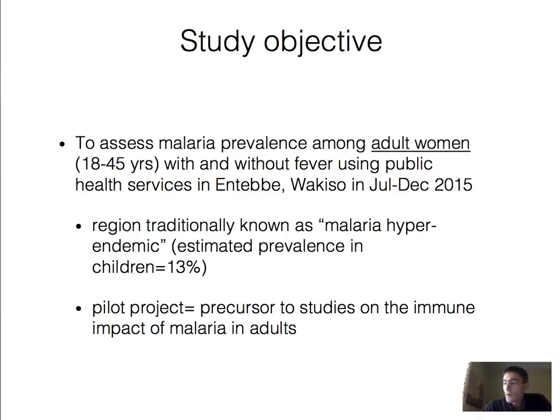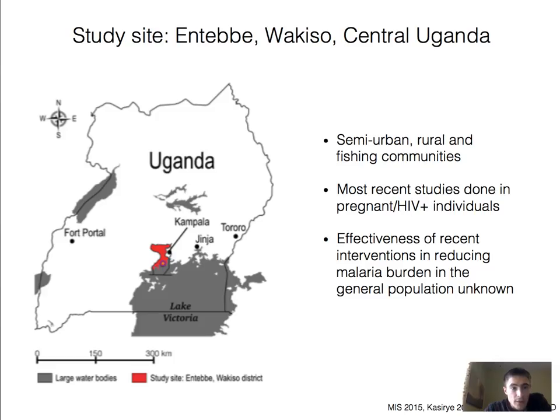The objective of our study was to assess malaria prevalence among adult women with and without fever using public health services in Wakiso district. This region traditionally has been known as malaria hyperendemic, and the project I'm going to describe to you was a pilot project. It was a part of a larger study on the immune impact of malaria in adults.